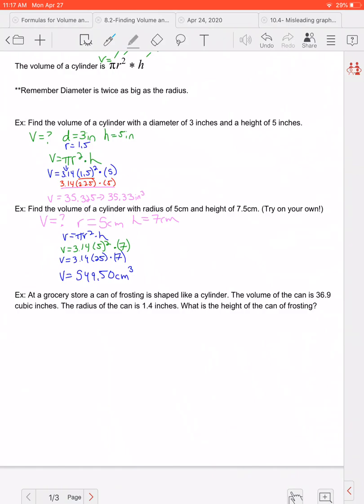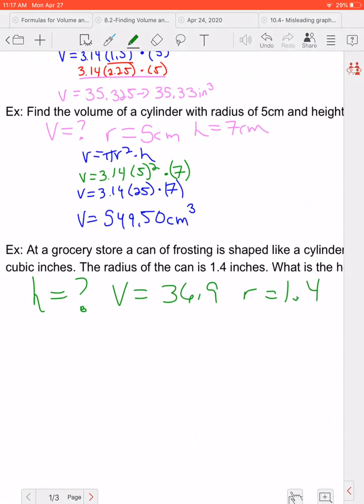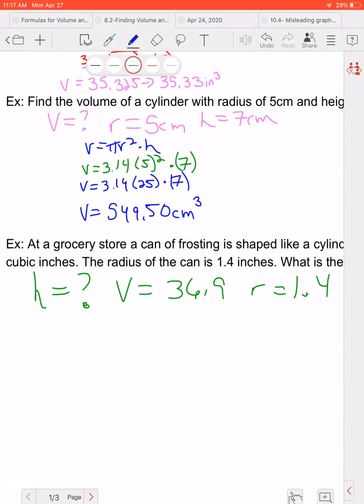Now this question's a little bit different. It's asking me to find the height this time. So h is what I do not know. I do know the volume is 36.9, and I know the radius is 1.4. Again, make sure if they give you the diameter that you're dividing that by 2 to get the radius. So I have my formula, V equals pi r squared times h.